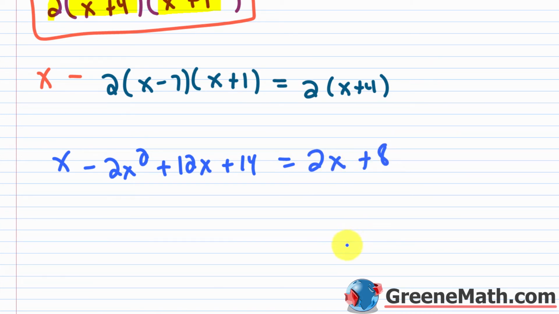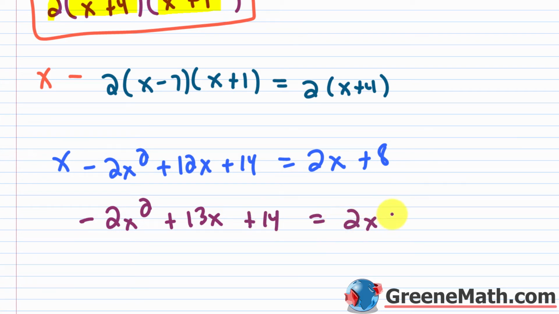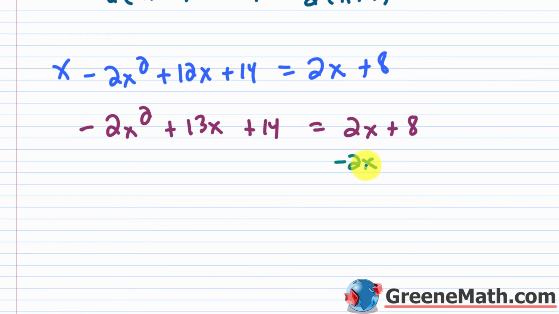Now thinking about simplifying, on the left-hand side I have x plus 12x, that's going to be 13x. So let me write negative 2x squared plus 13x plus 14, and this equals 2x plus 8. I'm going to subtract 2x away from each side, and we'll cancel that.